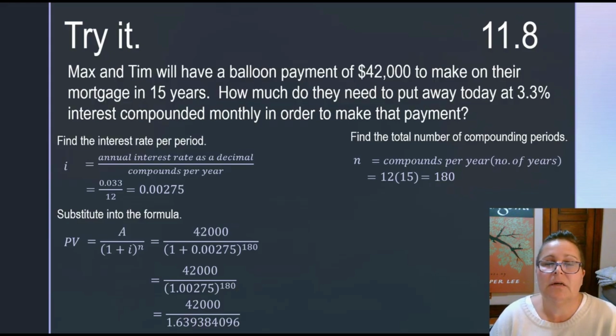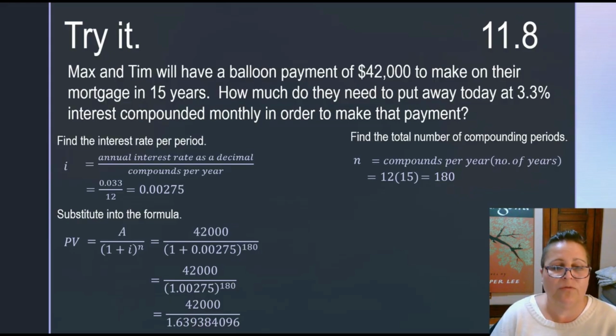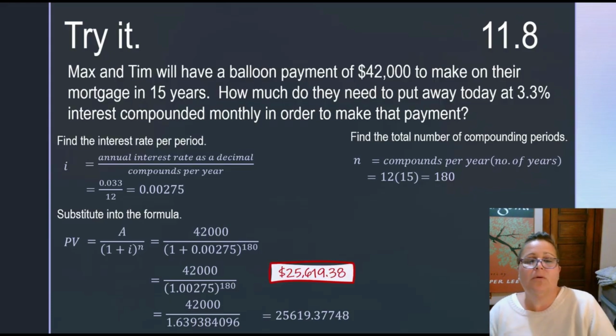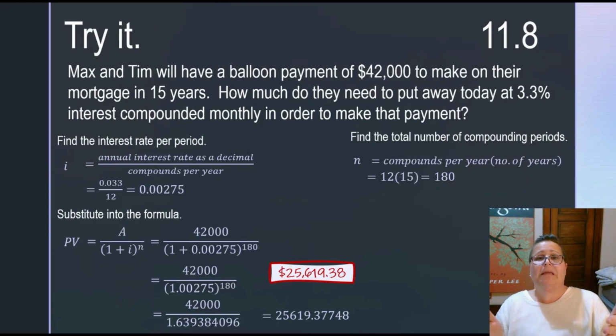And there is. All right, so we're going to take that 42,000 and divide it by 1.639384096 to get $25,619.37748. Rounding everything to the nearest dollar amount, we get $25,619.38.